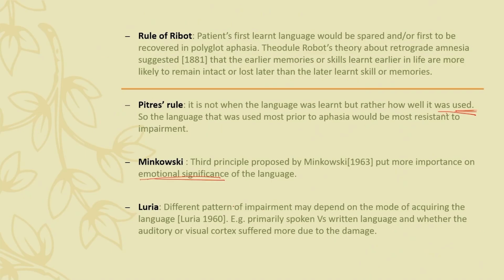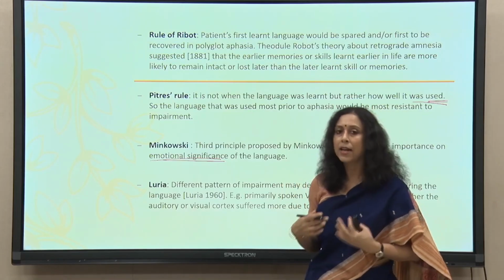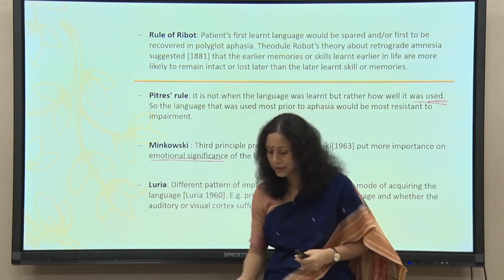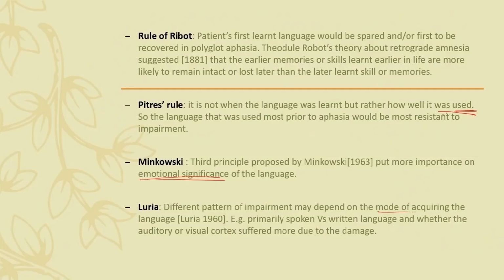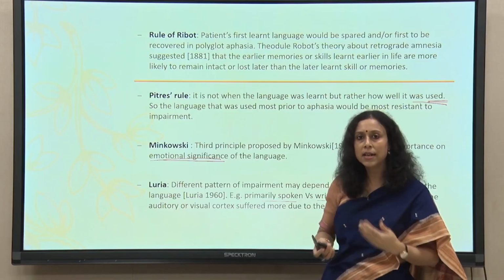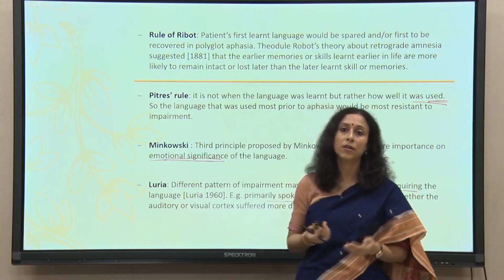And then comes the standpoint given by Luria, which says that impairment will depend entirely upon the area of the brain that has been affected, and the mode of learning the language, the mode of acquiring the language. So, was the language primarily spoken or primarily written? Basically, if you have learned the language in a social scenario, it has been picked up mostly by the auditory loop.